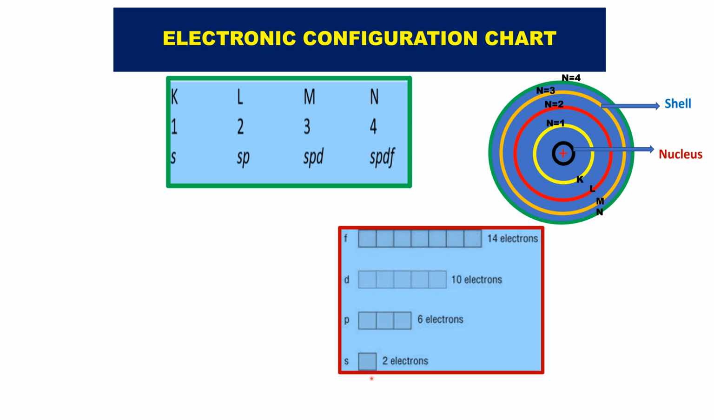So the s block has 1 orbital and it can hold 2 electrons. The p block has 3 orbitals, 1, 2, 3, and it can hold a total of 6 electrons, 2 electrons for each box. The d block has 5 orbitals. If you count these squares, they are 5. So a total of 10 electrons, 2 for each box. The f block has 7 orbitals. Each can hold 2 electrons, and it has a total of 14 electrons.